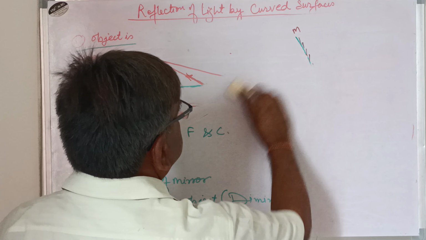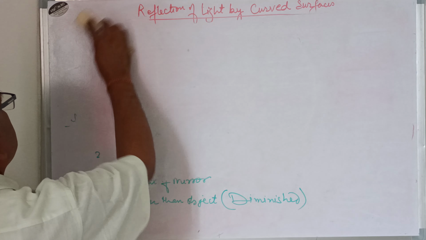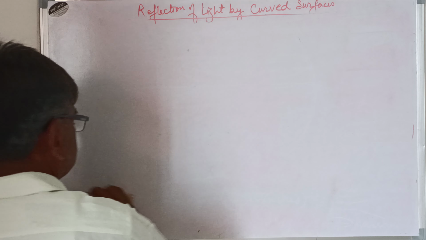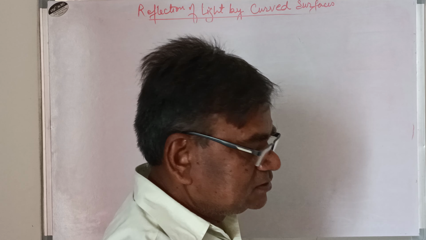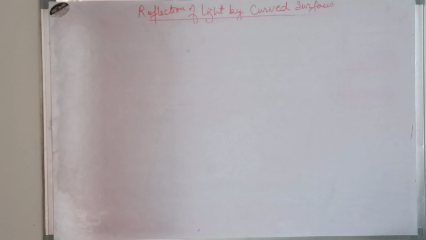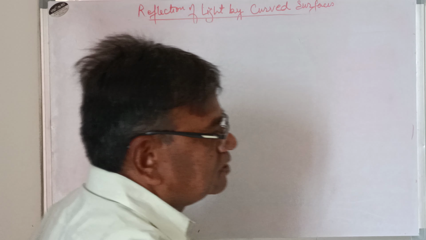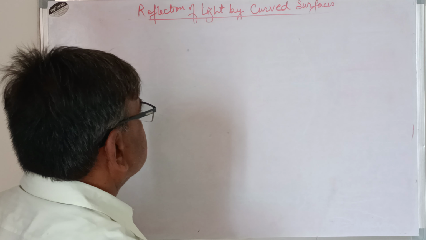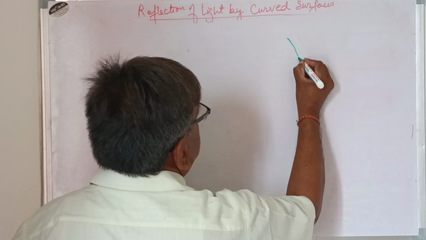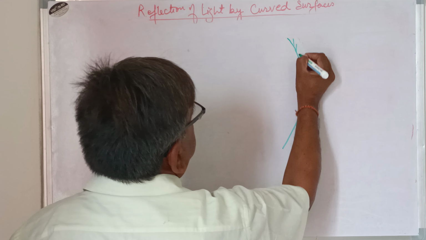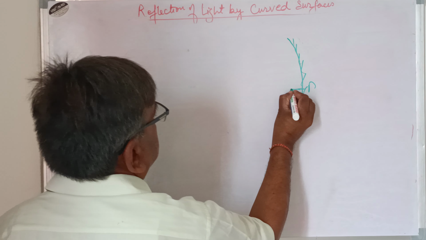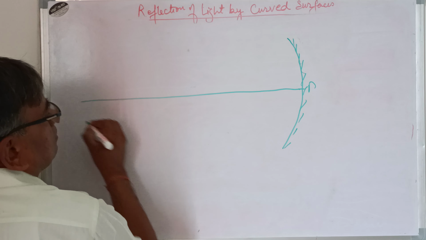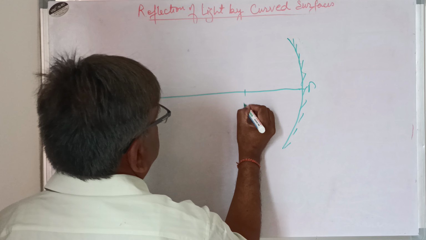Let us rub this out, and then the last case. You have seen that when the object was on the focus, the image was formed at infinity. The vice versa is also true. This is our mirror. This is point P, and this is the principal axis. This is F, this is C.